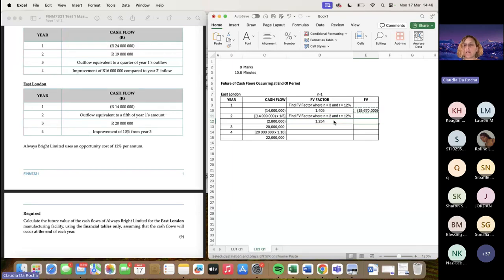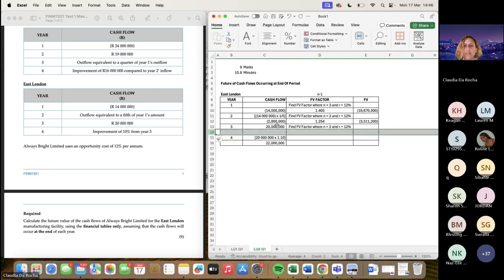And then I multiply the two. All right. Then again, find the future value factor for year 3. Find the future value factor where n is 1 and r is 12. Where do I get the n is 1? Because in year 3, I have 1 year left to year 4. And because I received the cash flow at the end of year 3, I therefore only have 1 year left. So n is 1. Okay?